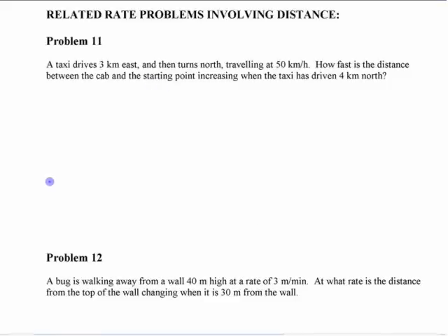A taxi cab drives east. It really helps to draw a picture, obviously. It drives east 3 kilometers, so you know this side is 3 kilometers long. Then it turns north, and it's traveling right now at 50 kilometers per hour. That's its rate of change, right?